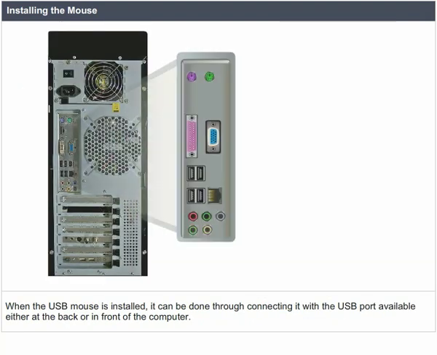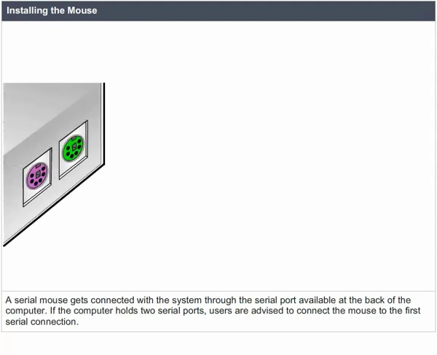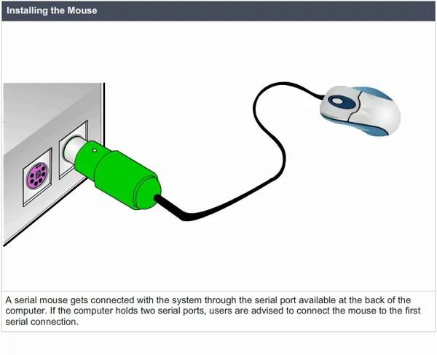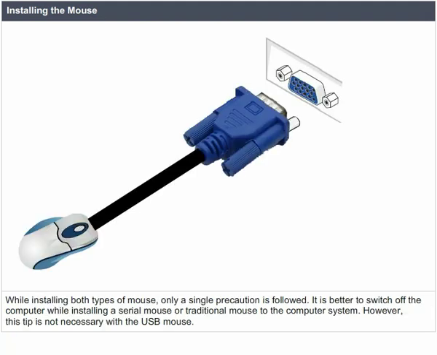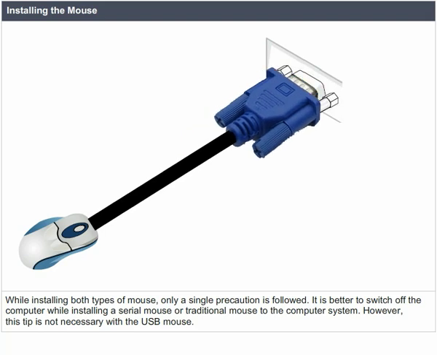A serial mouse gets connected with the system through the serial port available at the back of the computer. If the computer holds 2 serial ports, users are advised to connect the mouse to the first serial connection. While installing both types of mouse, only a single precaution is followed. It is better to switch off the computer while installing a serial mouse or traditional mouse to the computer system. However, this tip is not necessary with the USB mouse.